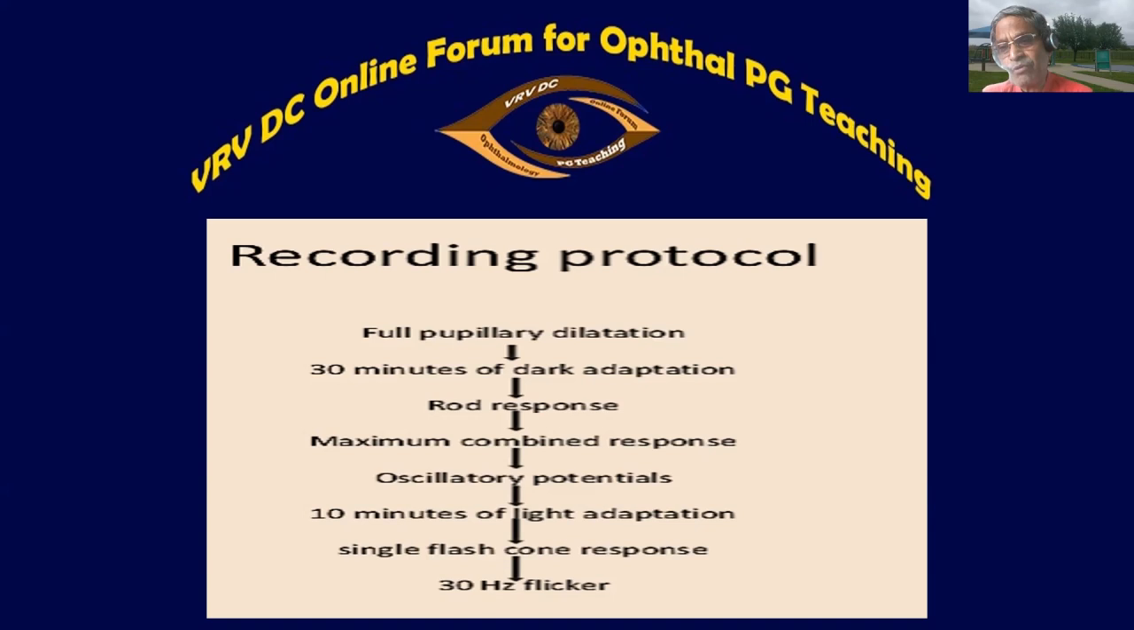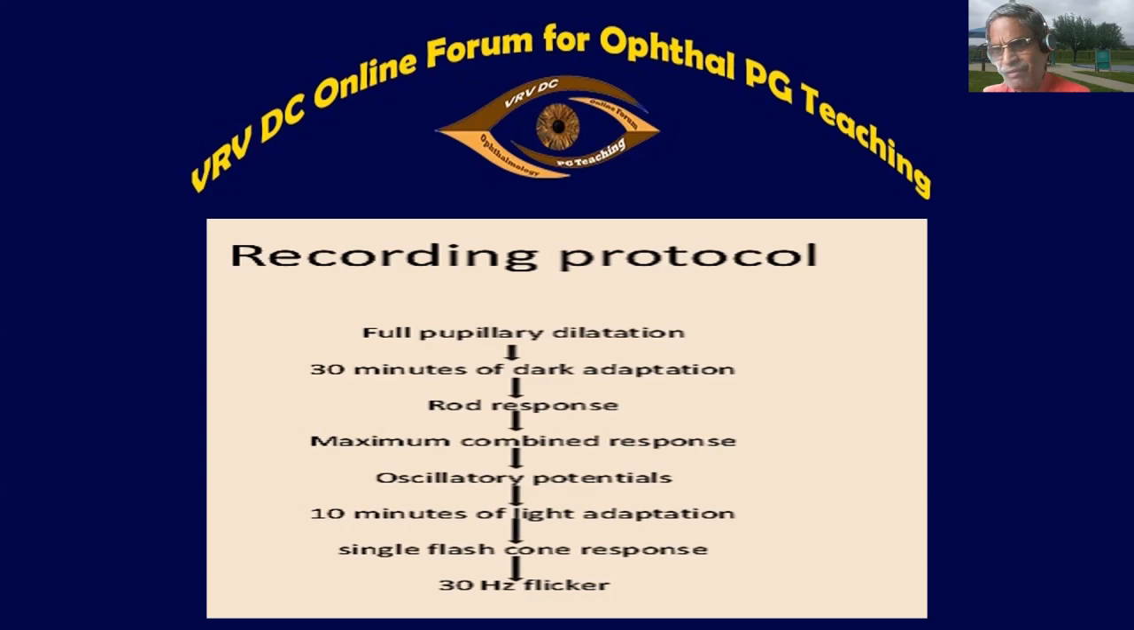After recording all these, you keep the patient in light for at least 10 to 15 minutes. That is light adapted. Now you put a single flash cone and get a cone response. I want only cones; the rods should not take part here. So you need a flickering light of 30 hertz. Only the cones can respond, whereas the rods cannot respond to flicker rates of more than 12 hertz. The basic thing is that at 30 hertz flicker, only the cones respond. At lower rates, like 10 hertz, both can respond. That's why, if you want only cone function, you use 30 hertz.